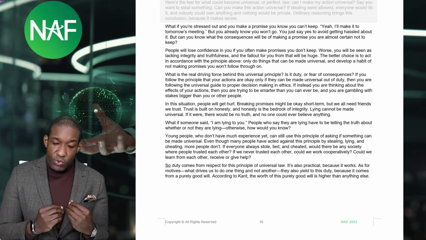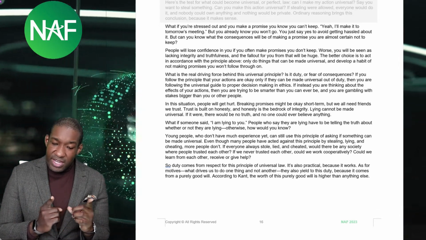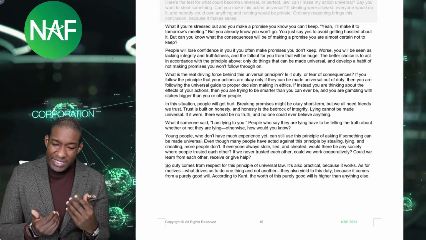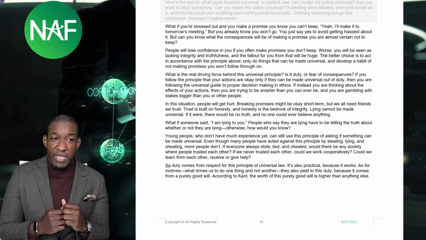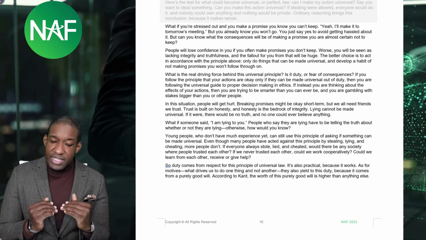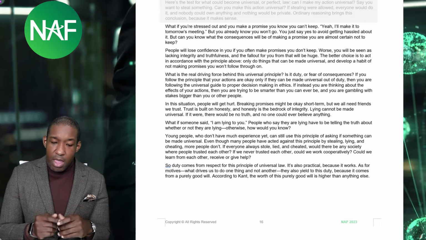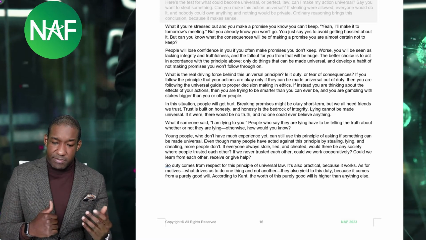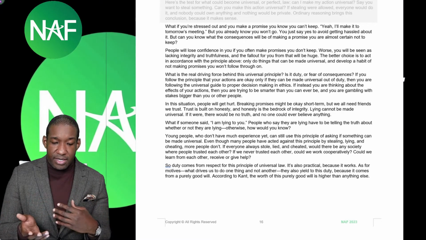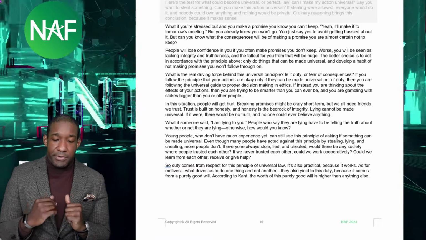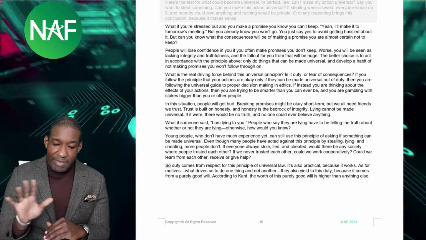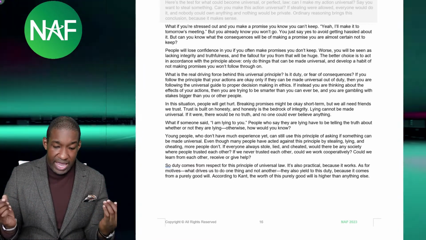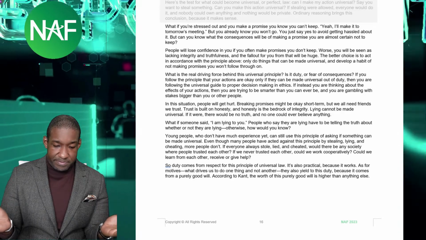If instead you are thinking about the effects of your actions, then you are trying to be smarter than you can ever be, and you are gambling with stakes bigger than you or other people. In this situation, people will get hurt. Breaking promises might be okay short term, but we all need friends we trust. Trust is built on honesty, and honesty is the bedrock of integrity. Lying cannot be made universal. If it were, there would be no truth, and no one could ever believe anything.